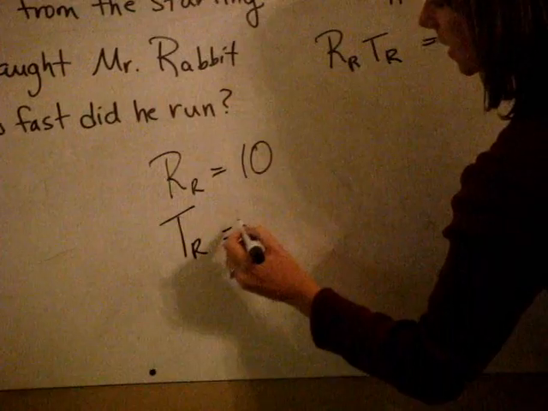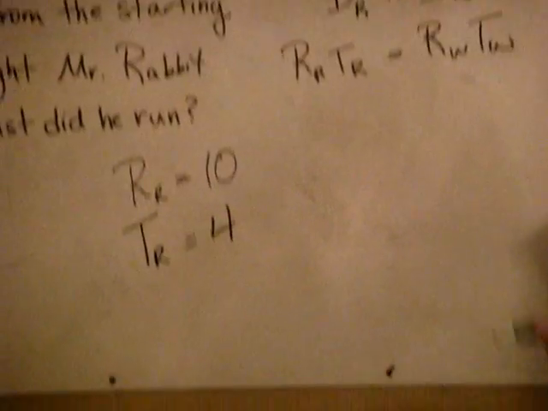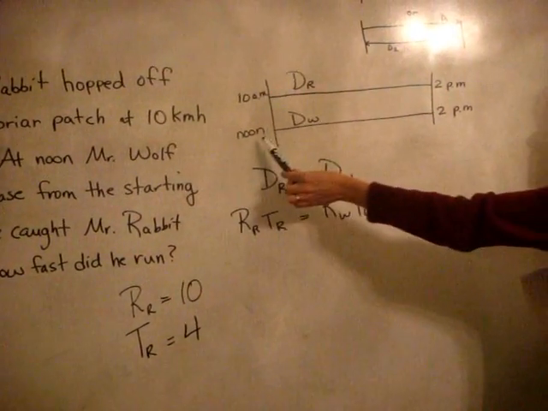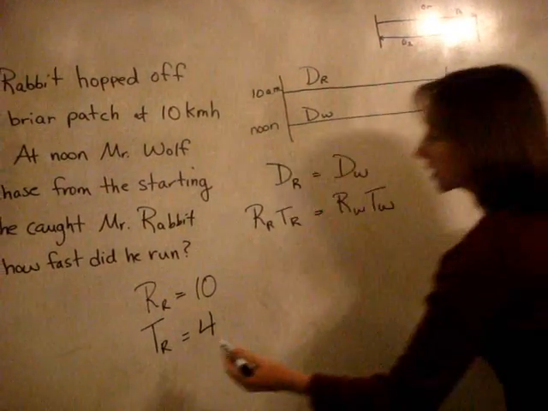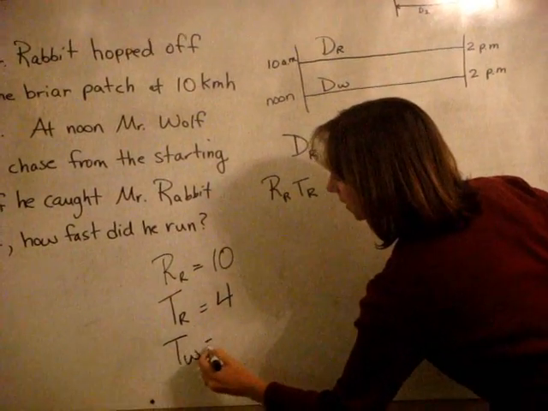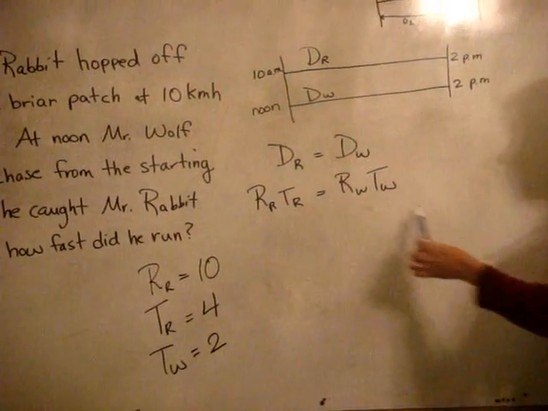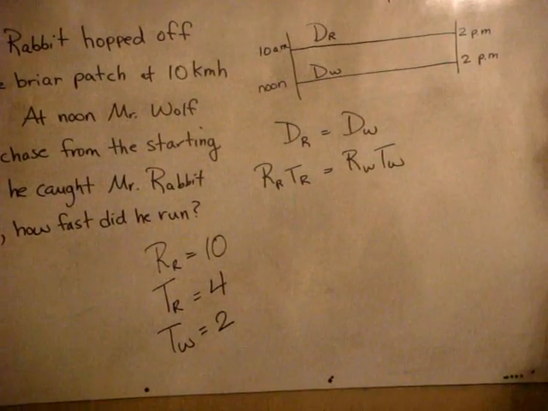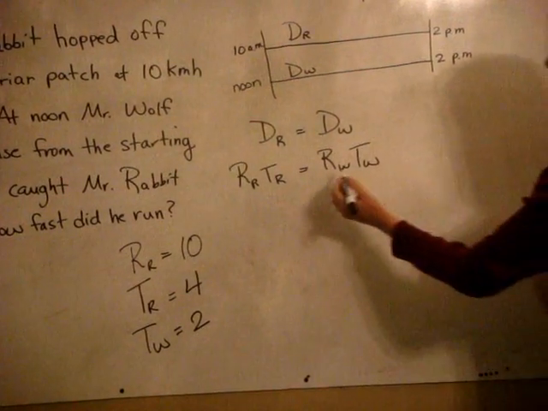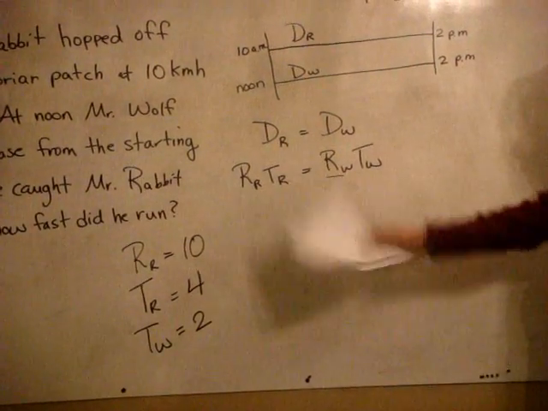So the time of Mr. Rabbit is 4 hours. The time of Mr. Wolf is from noon to 2, so the time of Mr. Wolf equals 2. Now we have 3 variables to plug in. That leaves us with only one unknown, which is the rate of Mr. Wolf. So plug them in.